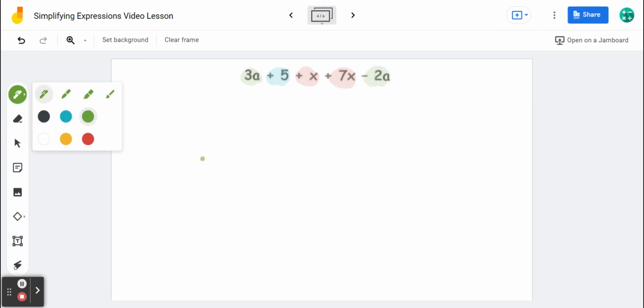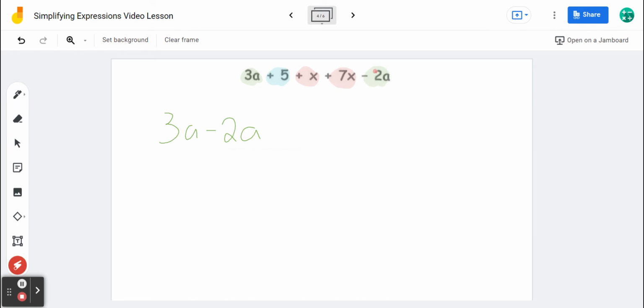So in green, I have 3a minus 2a. Because I'm putting these together, they belong together. Notice that I'm bringing the subtraction sign. These things travel with the signs in front of them. 3a minus 2a. Well, if I have 3 A's and I lose 2 A's, that means I have 1 A, or an A, singular.